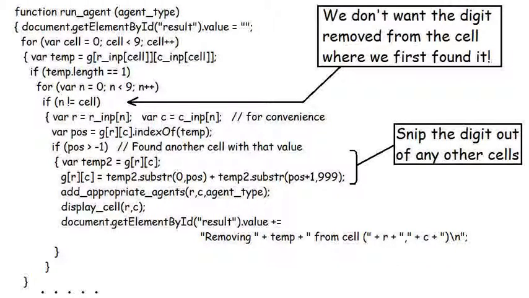Since the grid has changed, we have to add agents to the line. This is why we need to pass the agent type to runAgent. If this is a row we're dealing with, we need to add agents for the appropriate column and nonnet only. Similarly, if it's a column, we need to add agents for the appropriate row and nonnet.